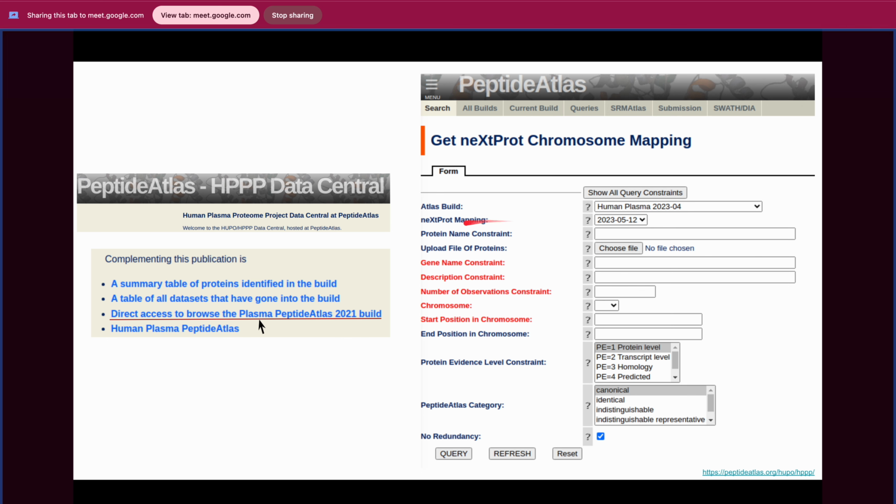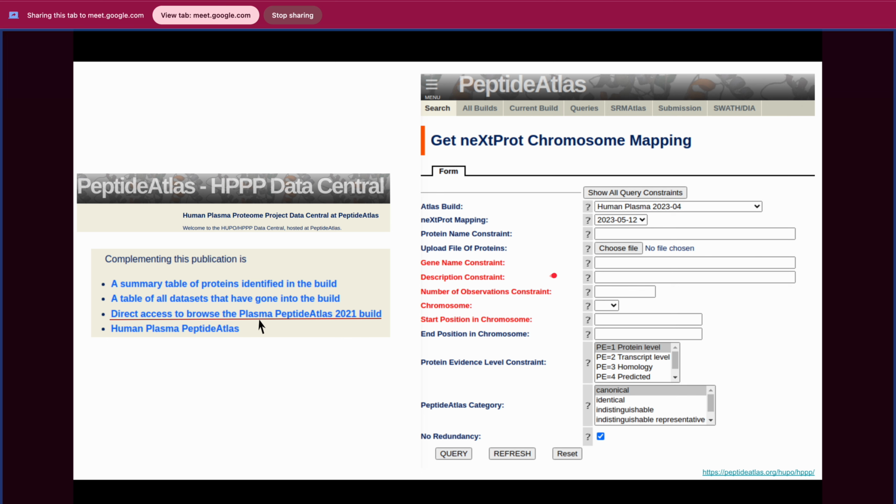The neXtProt mapping. In neXtProt, the protein sequence information is available from where the mapping has been done for the peptide spectrum matches. That is also 2023 512. Then protein name constraints. If you want to find a specific protein, you can simply write the protein name, and there is also upload file of proteins. So you can upload your protein file, if you have sequence information or a list of proteins. For example, if I don't want to search a single protein but have a list of proteins and want to find whether these are observed in human plasma or not, I can upload my file.